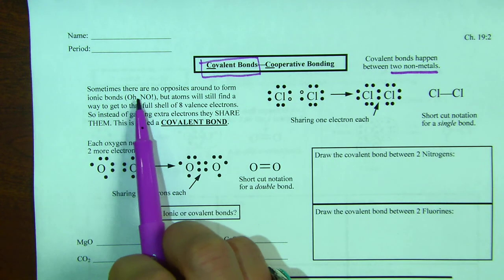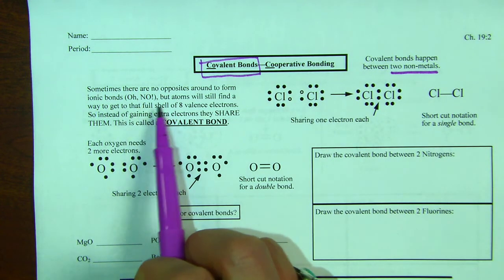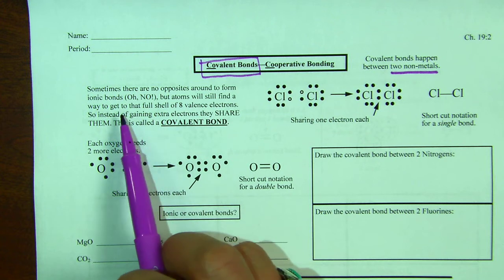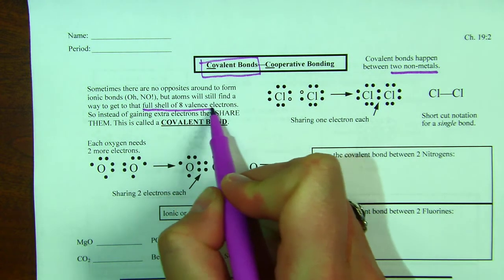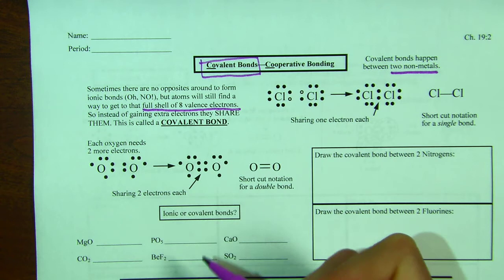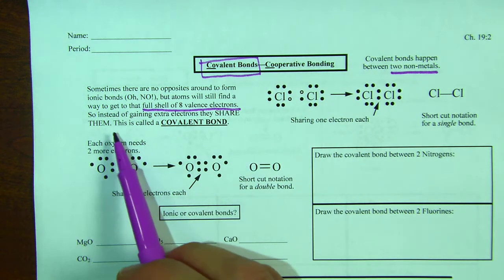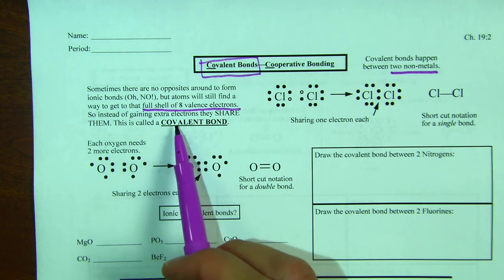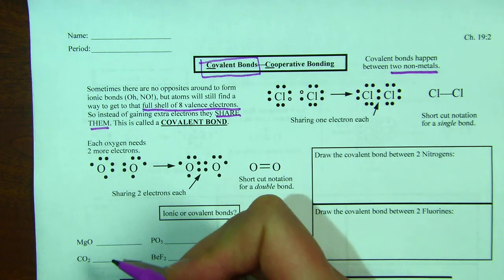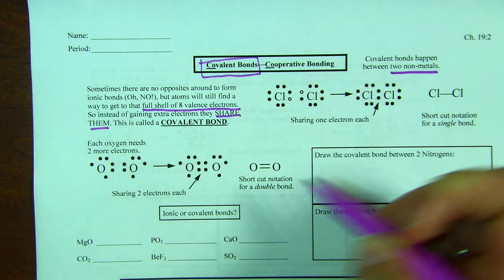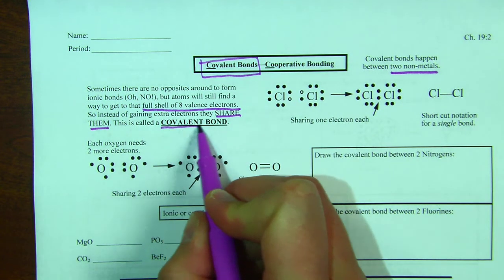Over here it says sometimes there are no opposites around to form ionic bonds. Oh no, but that's okay. Atoms will still find a way to get a full shell of 8 valence electrons. So we're still meeting that goal of having 8 valence electrons through bonding. Instead of gaining extra electrons, they share them. So in ionic bonding, electrons were transferred. In covalent bonding, electrons are going to be shared.